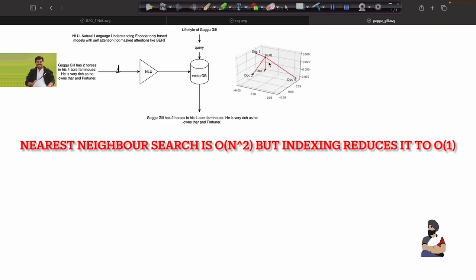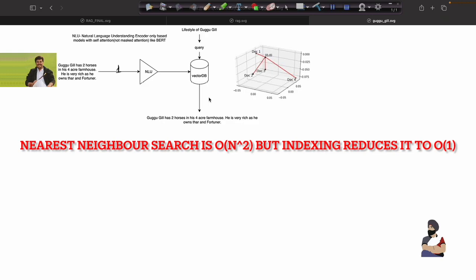Suppose this is the document, so the query will be nearby this. It will measure the angular distance between these and find the nearest neighbor. This will be the nearest neighbor, and it will be outputted. So this is how vector databases function. Vector databases are the core crux of retrieval augmented generation.